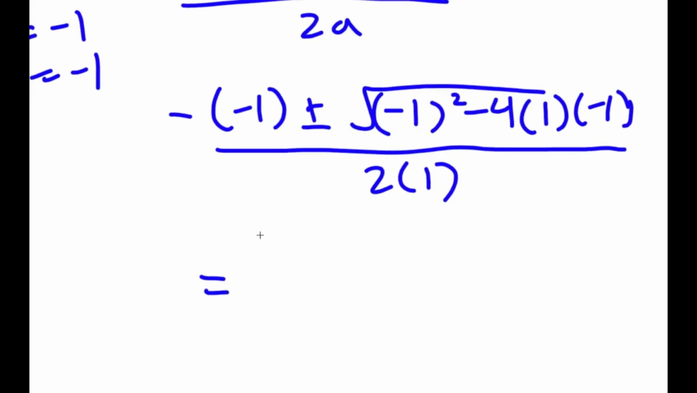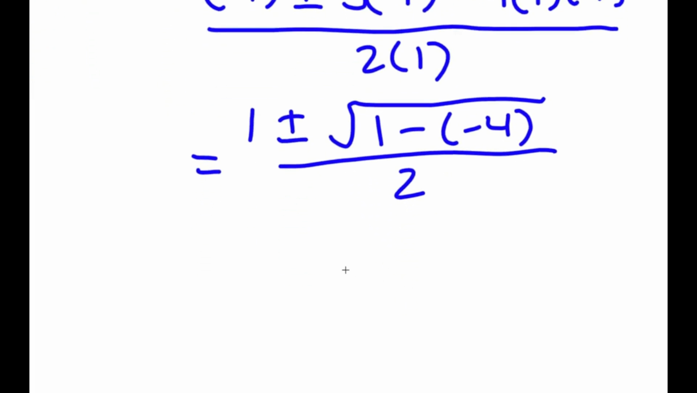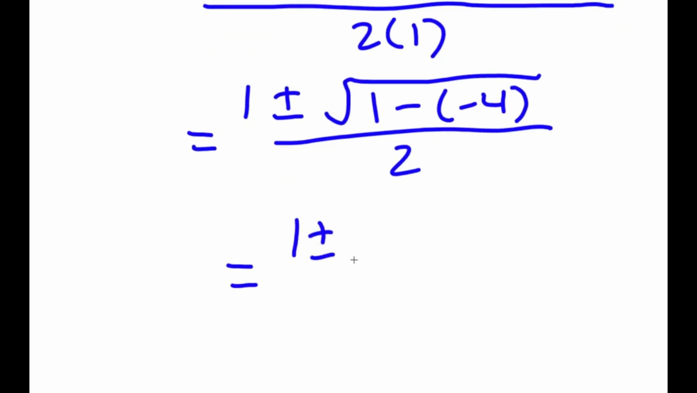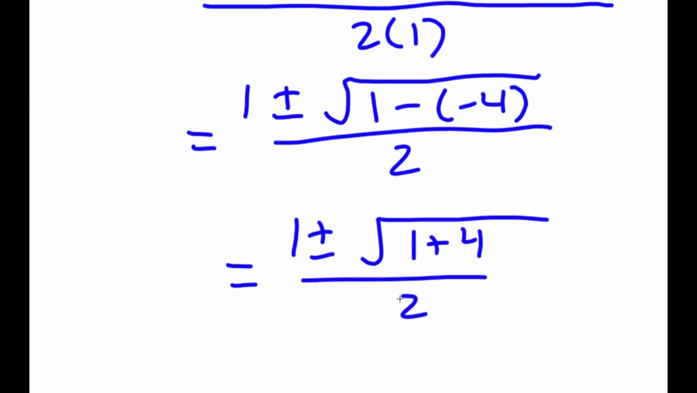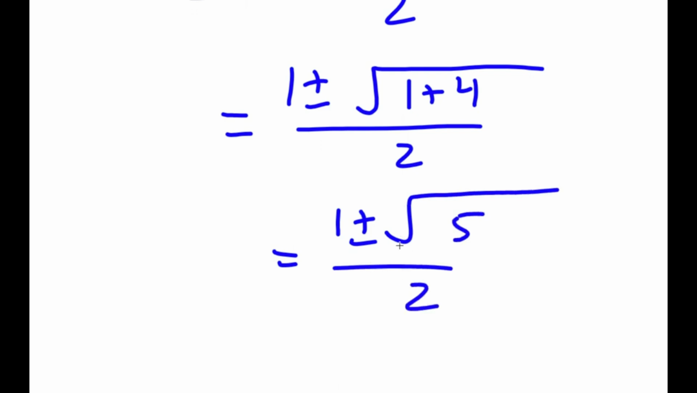Now, negative of negative 1 is positive 1. So I have positive 1 plus or minus the square root of negative 1 squared, which is 1, minus 4 times 1 times negative 1, which is negative 4, divided by 2 times 1, which is 2. This is equal to 1 plus or minus the square root of 1 plus 4 over 2. It's equal to 1 plus or minus the square root of 5 over 2. So u is equal to 1 plus or minus the square root of 5 over 2.